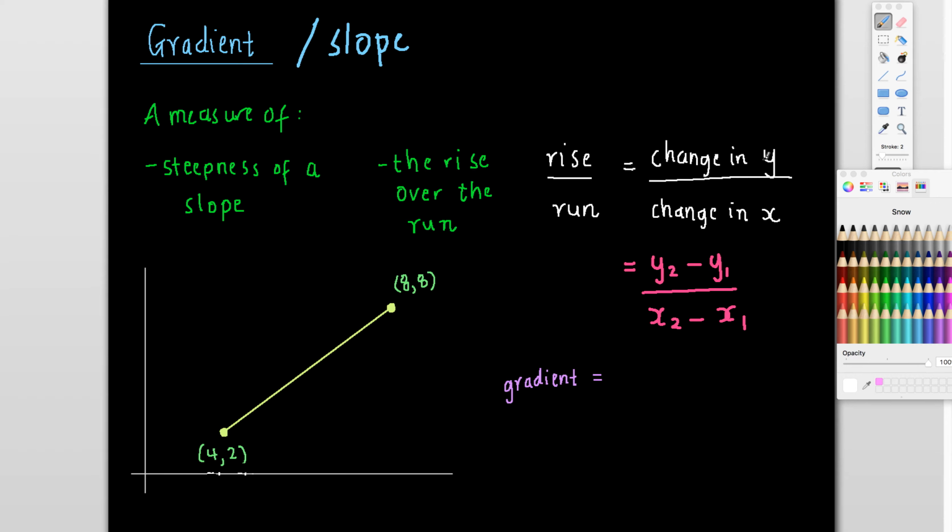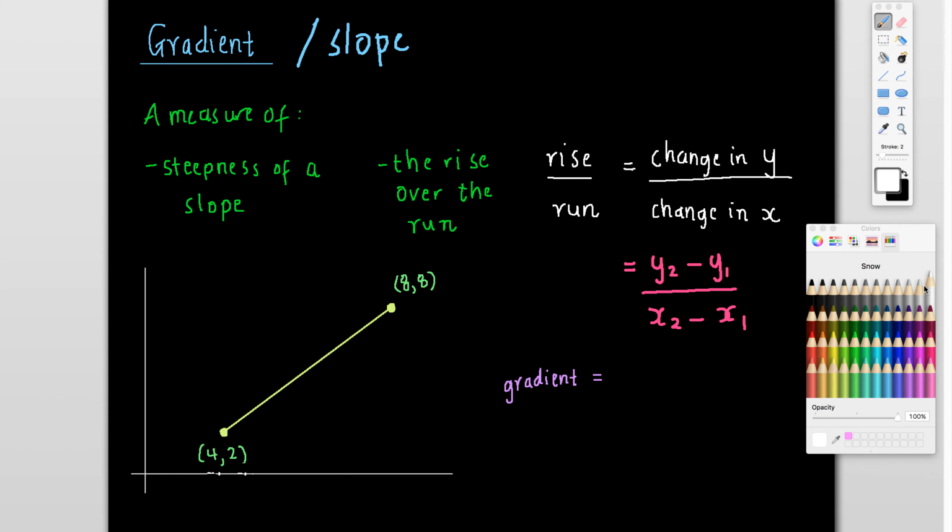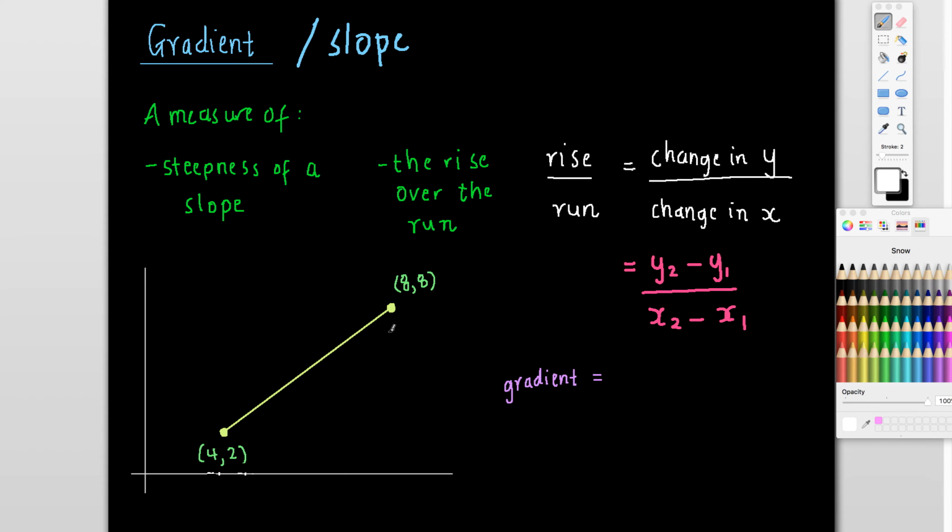In formulaic terms, for the change in y, that would be y2 minus y1, where obviously these are your y coordinates. And for the change in x, it would come up as x2 minus x1. So for this one here, as you can see, I've drawn one already. We've got a slope. You might have a look at it and go, well, it's going to be a positive slope because I can see that the y values are increasing as the x values are increasing.